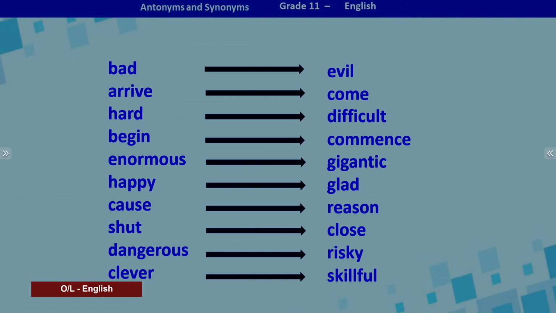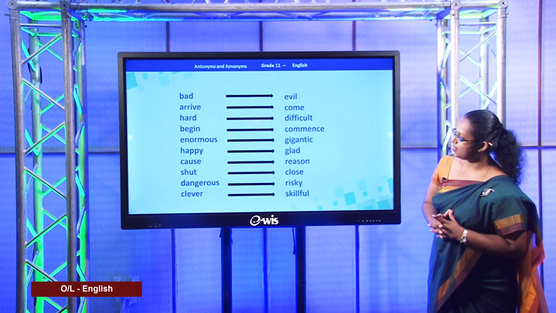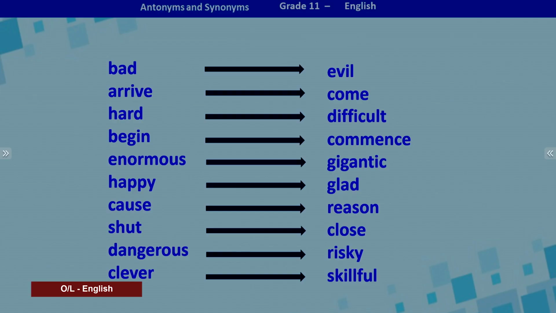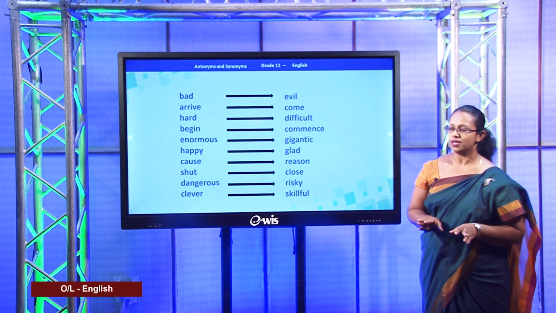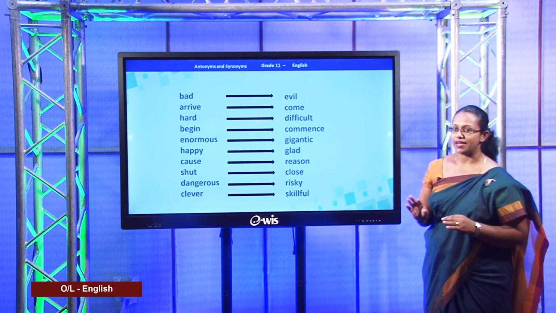Next one, shut. Can you please shut the door? Can you please close the door? Shut, close. Okay, children. Dangerous, risky. Our parents tell us not to do dangerous things, not to do risky things that will harm us. Okay, the last one, clever, skillful. Okay, children, I suppose you have a clear idea about synonyms now. Let's move to another activity.